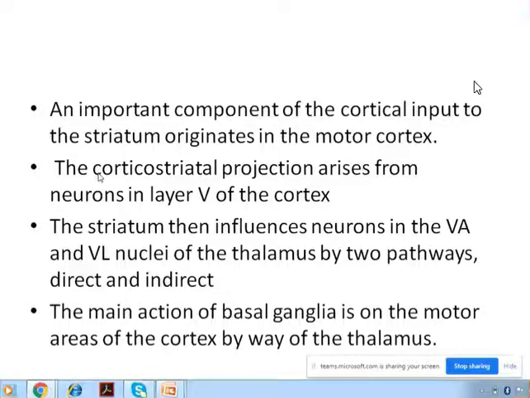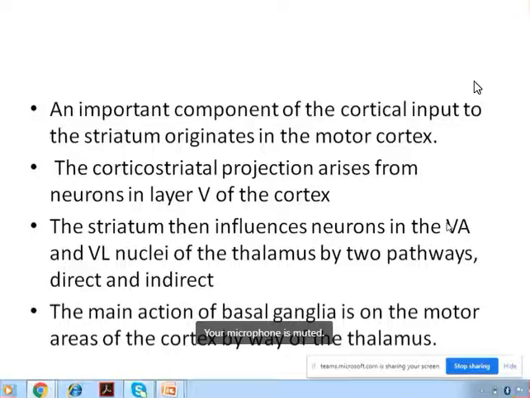Now again, when the information goes to the striatum, and striatum means putamen and caudate, isn't it? Then this caudate and putamen together influence the neurons in the VA and VL nuclei of the thalamus by two pathways, the direct and indirect pathways. I will discuss this in more detail. How the information from this striatum ultimately goes to this nucleus of the thalamus.